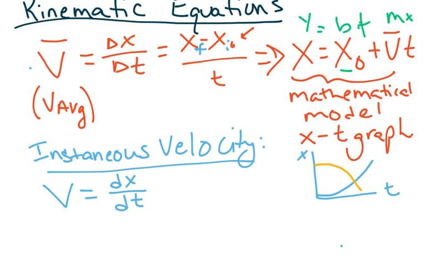Okay, so this is your instantaneous velocity. Notice there are no subscripts on your velocity. That means they're talking about an instantaneous. If it says V average or it has a bar over it, they're talking about an average velocity.